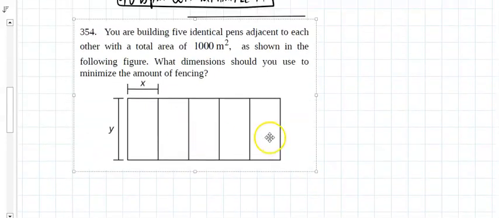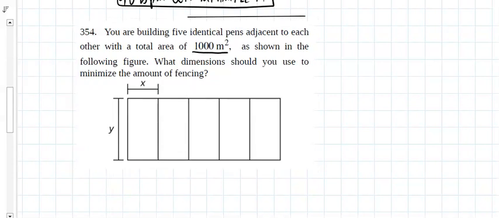The last problem in this section that we have: you are building 5 identical pens adjacent to each other with a total area of 1,000 meters squared. So the area is 1,000 meters squared. As shown in the figure, what dimensions should you use to minimize the fencing? The fencing would be the perimeter.